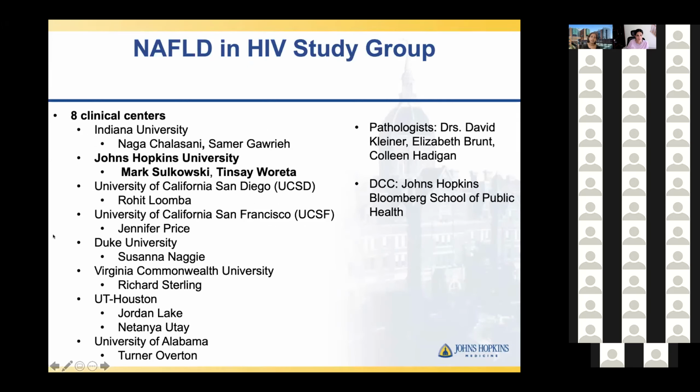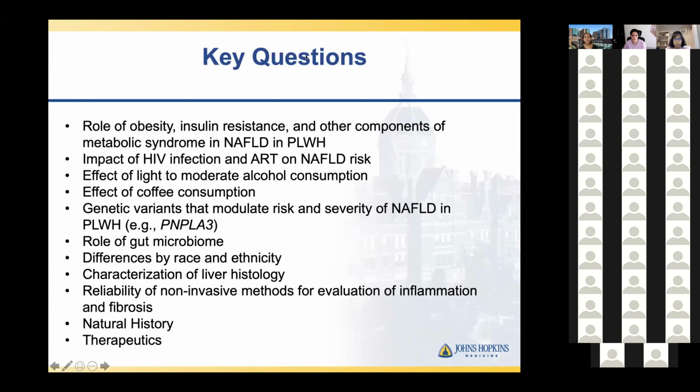So you can see from California to Duke, VCU, UT Houston, UAB, the 8 clinical centers are involved, and the pathologists are the renowned pathologists from the NASH CRN who've really established the staging and grading system that we use for NASH. And the Data Coordinating Center is still the Johns Hopkins Bloomberg School of Public Health with Dr. Tonascia leading that. So we're hoping to examine key questions for this population.